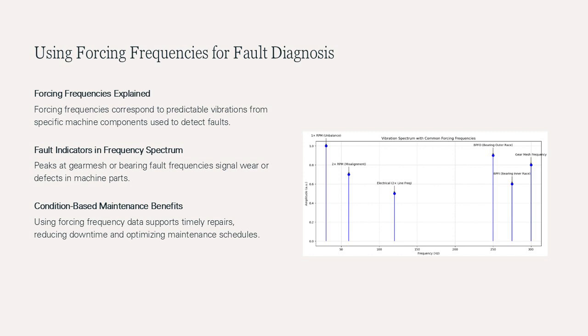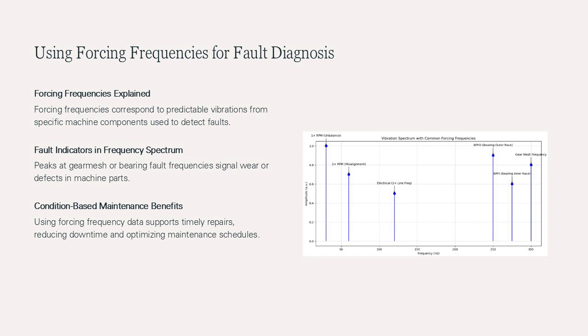For example, a peak at gear mesh frequency suggests gear wear, while sidebands around this frequency may indicate misalignment or eccentricity. Similarly, bearing fault frequencies help detect early-stage defects before catastrophic failure occurs. Monitoring amplitude trends at these frequencies provides insight into fault progression and severity.